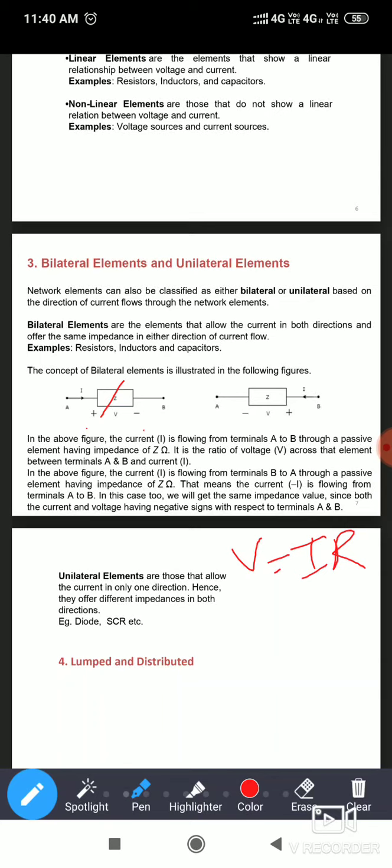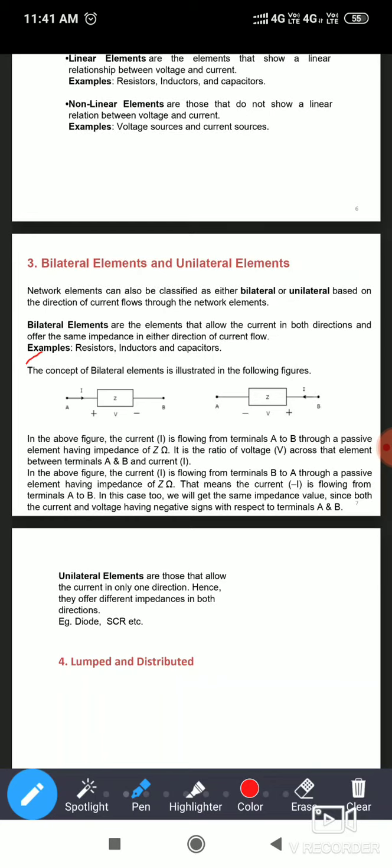Now if you are reversing the current, now you send the current in this direction, and the voltage will be dropped like this, plus here, minus here. So again V is equal to I into R. The direction of current has changed. Even though I have changed the direction of current, has the value of voltage changed? No, it remains constant. So such an element is called what? Bilateral elements. Examples: resistors, inductors, and capacitors.